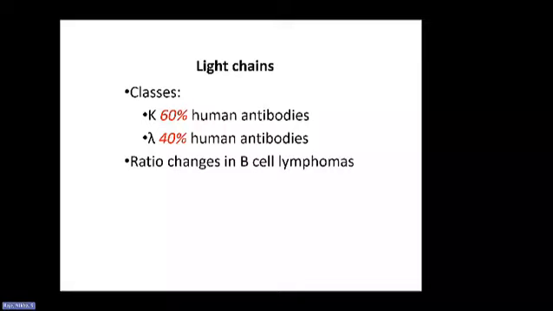We talked about the constant regions and the heavy chain regions that determine the classes of antibodies. There are also light chain classes called kappa and lambda. In human antibodies, 60% of the antibodies have kappa light chains versus 40% have lambda light chains. That ratio is really important because it changes in malignancies, B-cell malignancies.